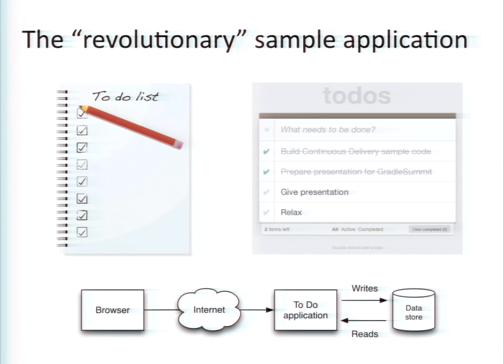OK, so we need an application that we want to ship, that we want to deliver continuously. And so we've chosen this revolutionary sample application, a to-do list. We'll think that will rock the world, and we'll get a lot of VC for this revolutionary application, but only if we can ship it really continuously and push out tens of releases per day. So we need to do some automation around that. It's a simple web-based application where from the browser I can interact with my to-do application, and then the to-do application writes to some data store where it stores my to-dos and their status. That's all there is to our revolutionary sample to-do application.